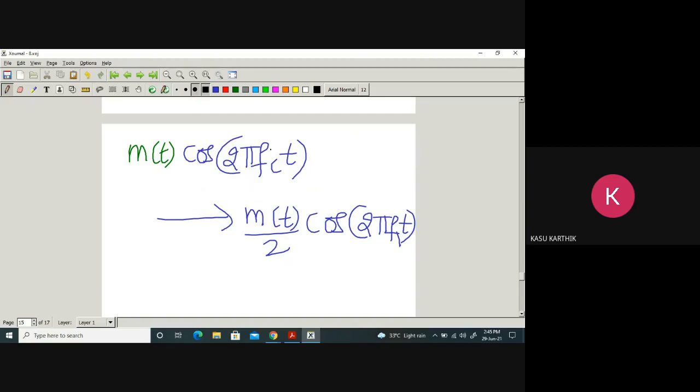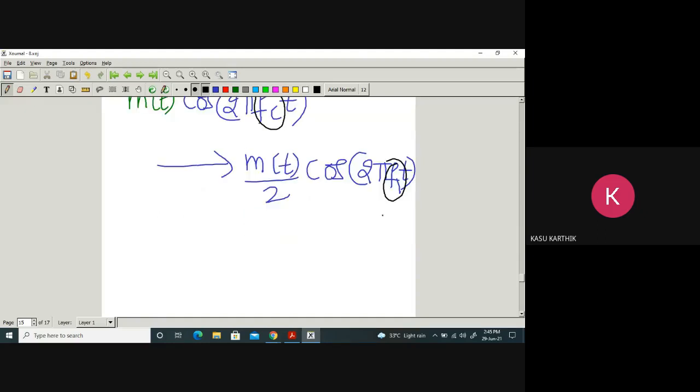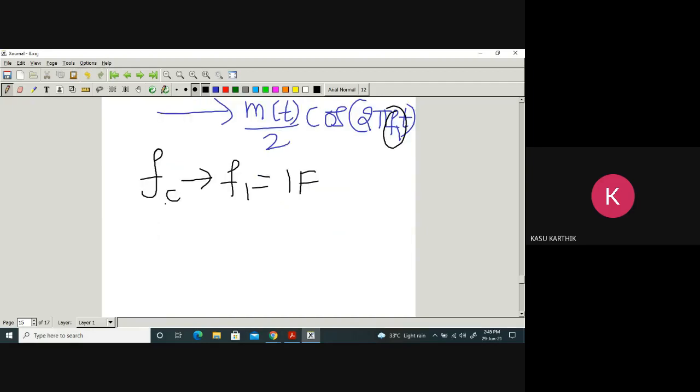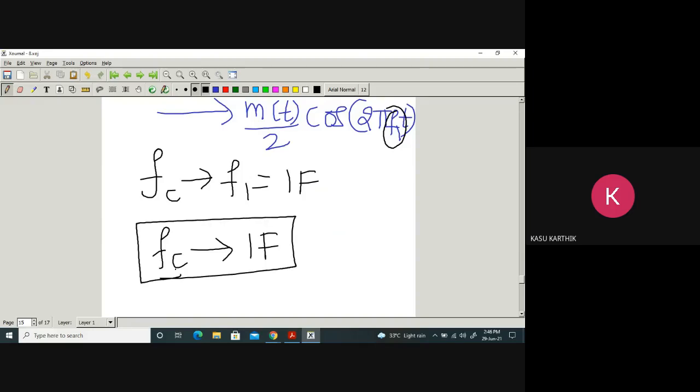Here what is the center frequency? Fc. Here, f1. This is called mixing. The center frequency changed from Fc to f1. Here f1 we call IF; F1 is nothing but IF. IF means intermediate frequency. So here Fc will be translated to IF. What is the IF value for AM and FM? Those are standard values, you must remember.